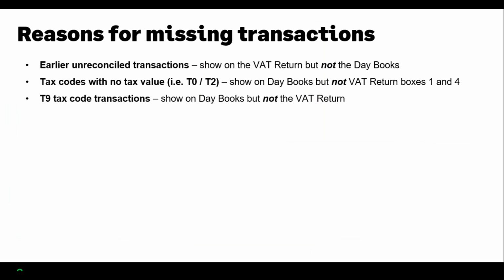Okay, so reasons for missing transactions. One, earlier unreconciled transactions show on the VAT report, but not on the day books report. Remember, tax codes like a T0 and T2 will show on the day books, but will not show in boxes 1 or 4 if you're looking at suppliers as well. And T9 tax codes, remember, they're outside the scope, so they'll show on the day books report, but not on the VAT return.